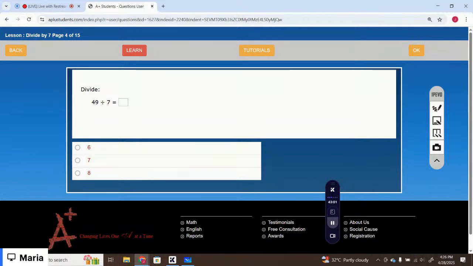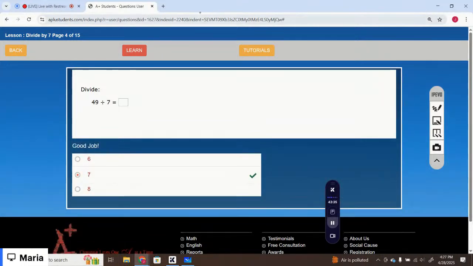Forty-nine divided by 7 is, that is 7 times 7 is 49. The correct option is 7. That is 49 divided by 7 is 7.